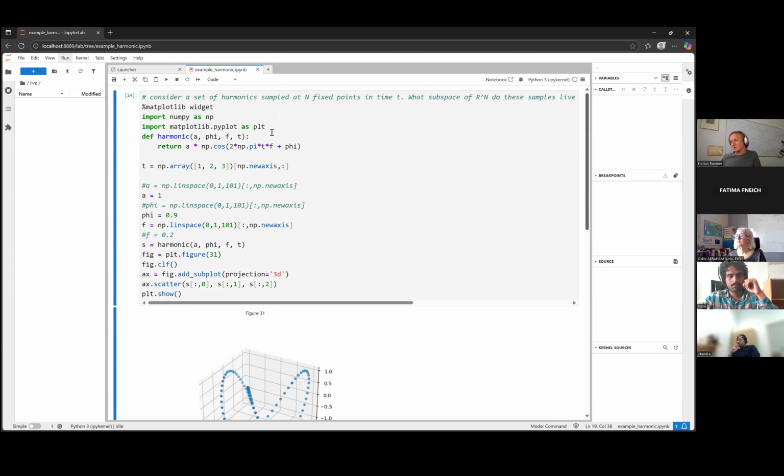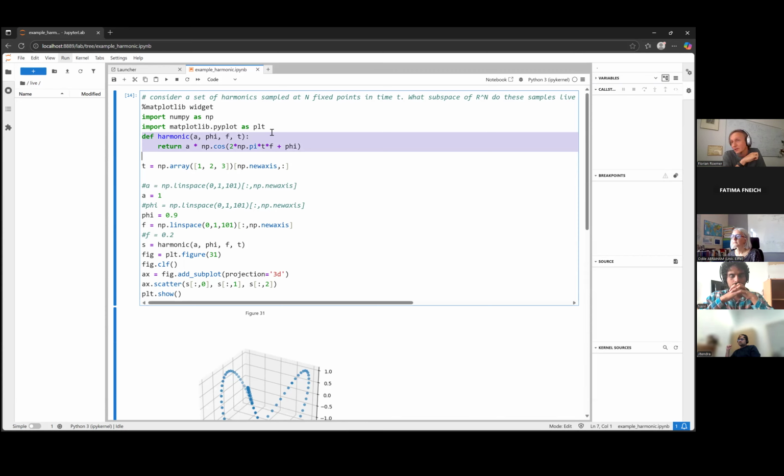To this end, I brought an extremely simple example, a harmonic signal. I'm bringing a harmonic signal because harmonic signals are all over the place. If you do ultrasonics or seismics, you have to deal with harmonics because we have to deal with resonant phenomena.